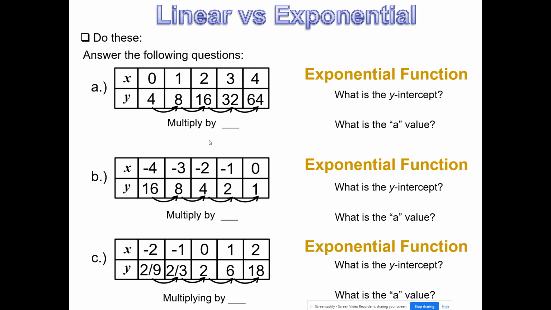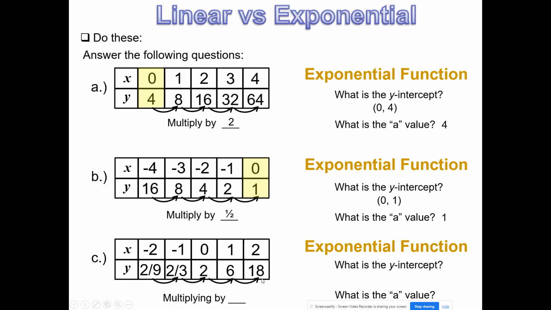So here I'm multiplying by 2. What's the y-intercept? It's right there. 0, 4. What's the a value? Oh, that's 4. What am I multiplying by? This one's a harder one because this one's actually a fraction. It's 1/2. What's the y-intercept? Oh, that's 0, 1. What's the a value? Well, that's connected to the y-intercept, so that's 1.